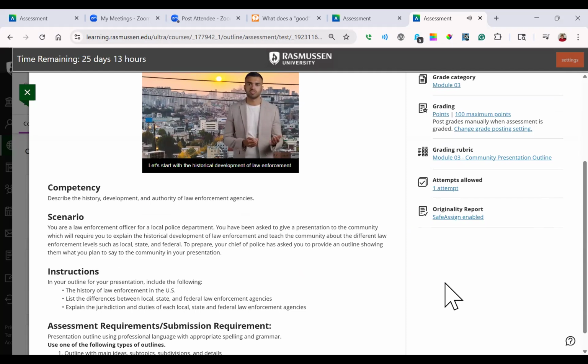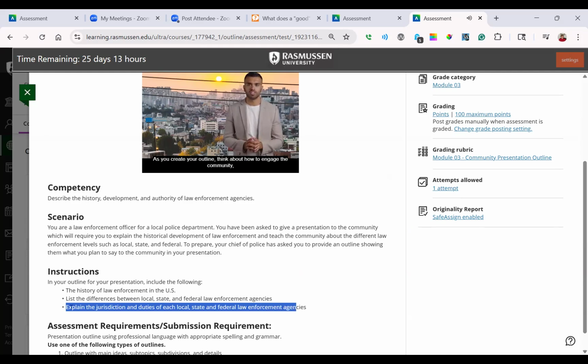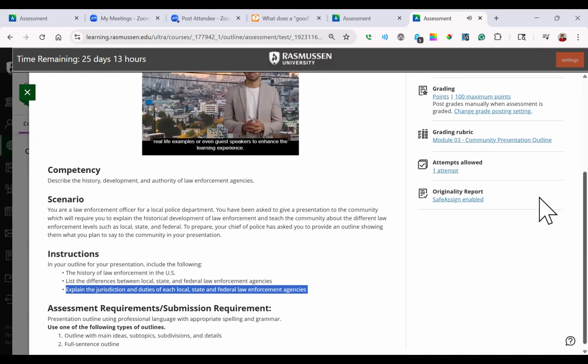Let's start with the historical development of law enforcement. Begin your presentation by taking the community on a journey through time. Highlight key milestones in the historical development of law enforcement. This could include the evolution of policing strategies, the establishment of formal police departments, and significant moments that shaped law enforcement's role in society. Now, let's tackle the different law enforcement levels: local, state, and federal. Break it down for the community so they understand who's responsible for what and how these levels work together. As you create your outline, think about how to engage the community. Consider incorporating visuals, real-life examples, or even guest speakers to enhance the learning experience.